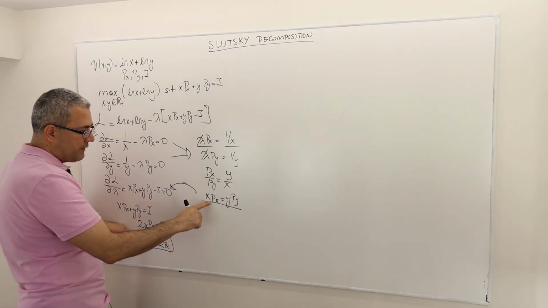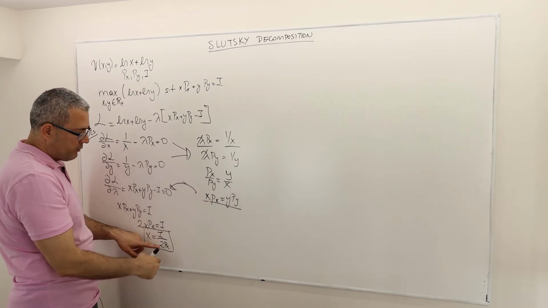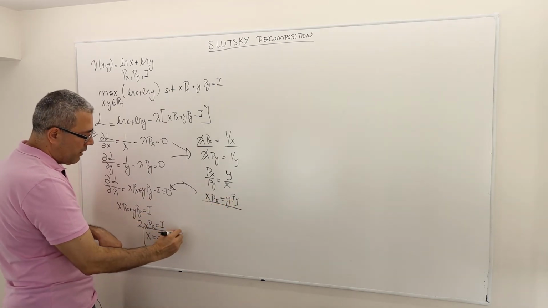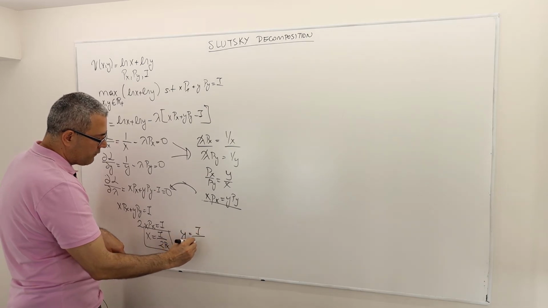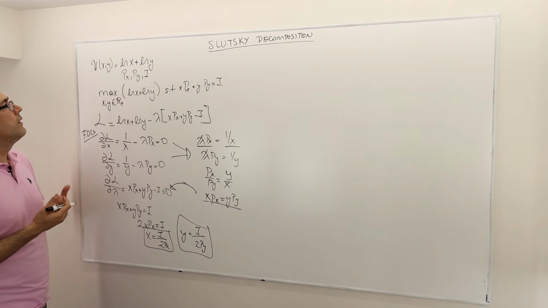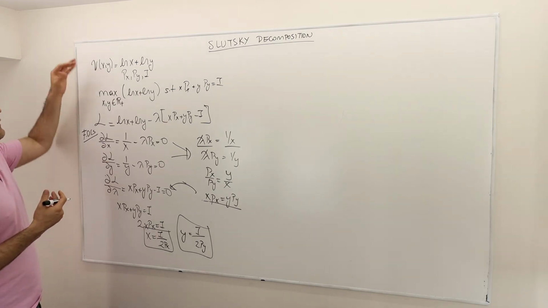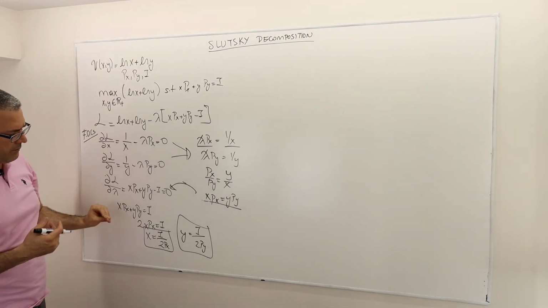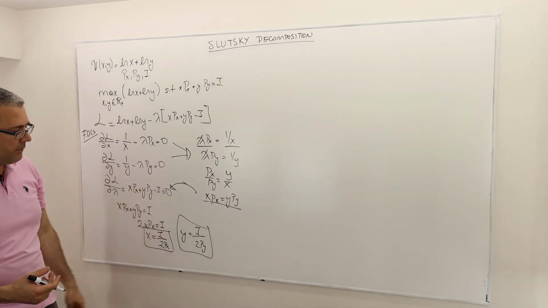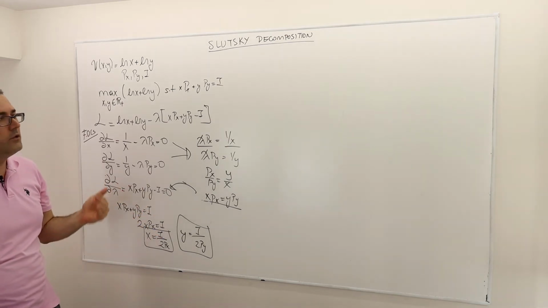If you plug x here, this px and px will cancel out. This is I over 2. Divide both sides by py, so y has to be equal to I over 2py. As simple as this. So therefore, if this is my utility function, my Marshallian demand for good x is income divided by 2px, and my Marshallian demand for good y is income divided by 2py.